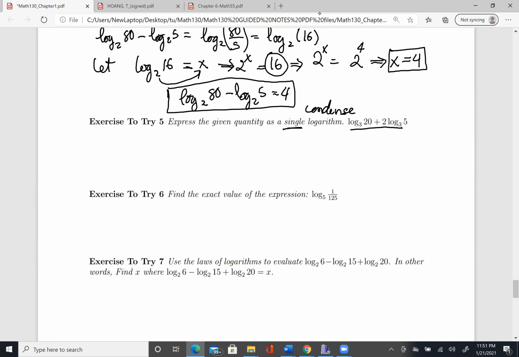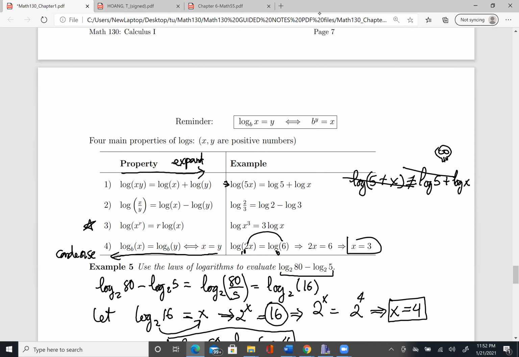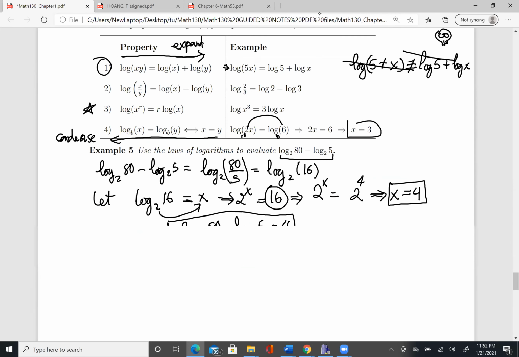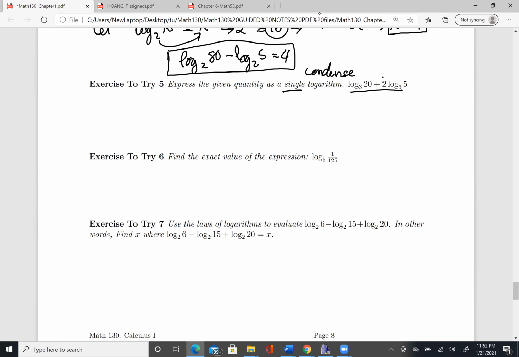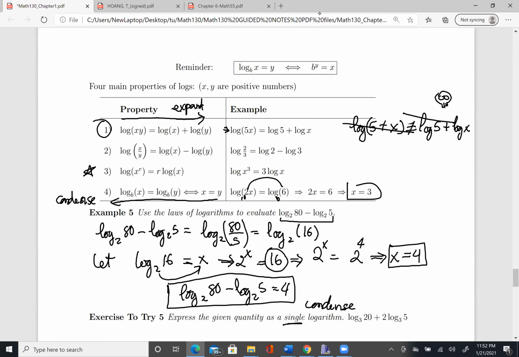Okay, so we have addition between 2 logs, and they are the same base, 3, right? So let's see what happened. We can use property number 1 here, right? But before doing that, make sure there is no coefficient, no constant in front of the log. So I see number 2 here. So what I should do is apply property number 3. We move the power to the front. Move the constant in front of the log to be the power of the argument.